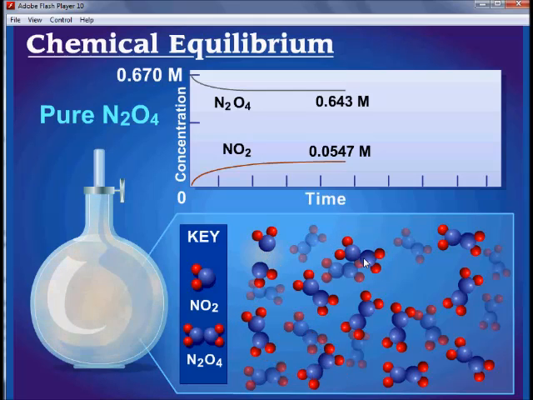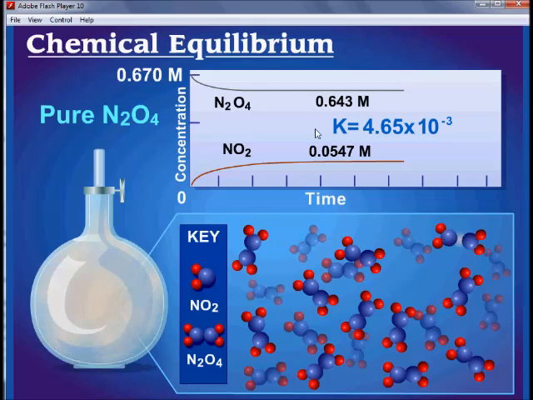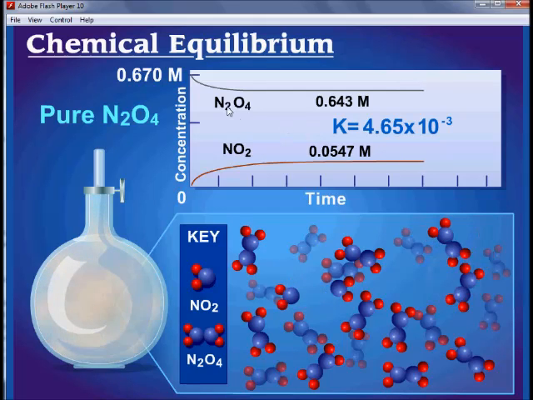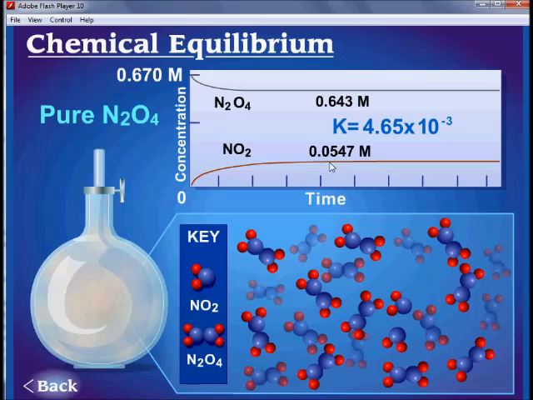Eventually, the breaking apart and the putting together will start occurring at the same rate. And at that point in time, we will have equilibrium. And once we reach equilibrium, our concentrations don't change anymore. So notice the N2O4 concentration got less originally, and our NO2 got bigger originally, but then we got a point where they equaled out. So our concentrations at equilibrium were 0.643 and 0.0547, and when we pop those values into our equilibrium expression, we get a ratio of 4.65 times 10 to the negative third. So that's our ratio if we started with pure N2O4 and no NO2.